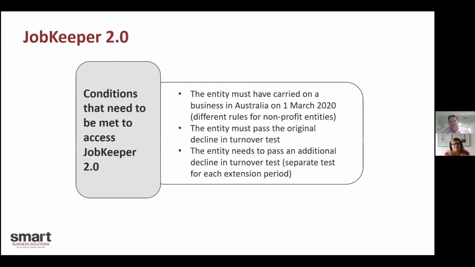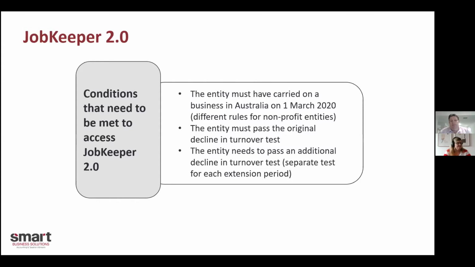So the basic conditions that need to be met to access JobKeeper 2.0. The first of these is that the entity must have carried on a business in Australia on the 1st of March 2020. And realistically, you need to have shown GST turnover before this period, which if you're carrying on a business, most likely would be the case.